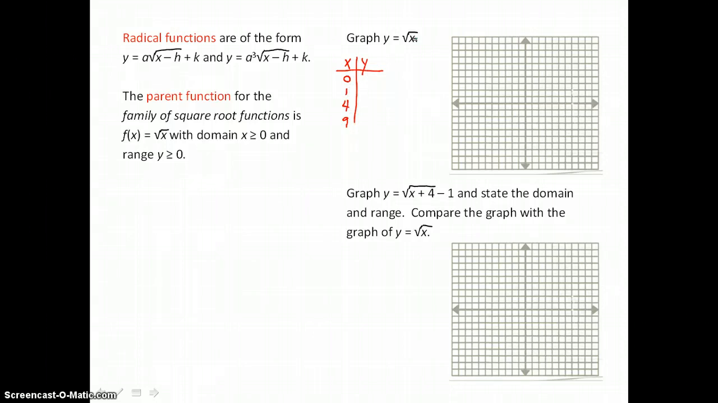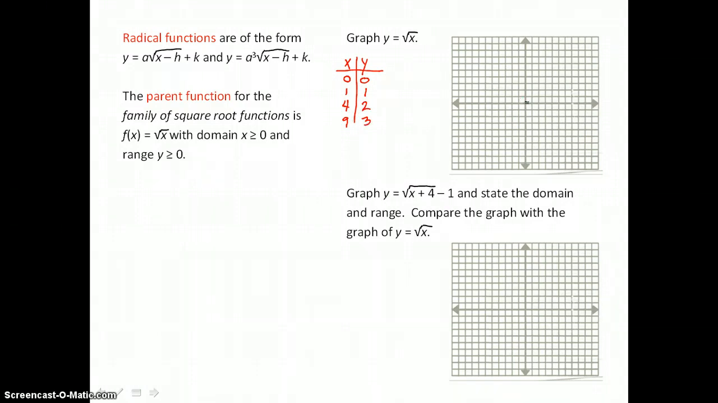So putting 0 in for x, the square root of 0 is 0. Putting 1 in for x, the square root of 1 is 1. Put 4 in for x, the square root of 4 is 2. And finally put 9 in for x, the square root of 9 is 3.